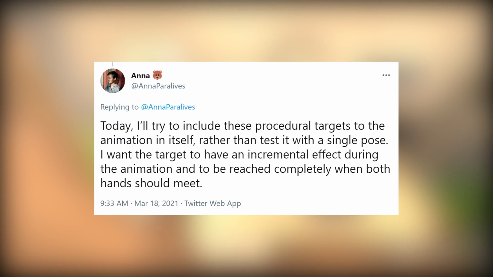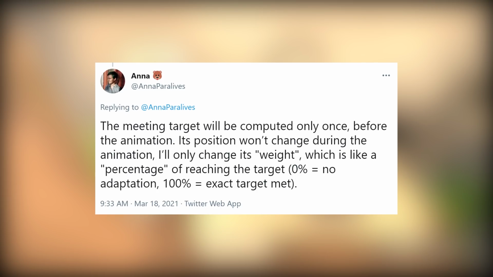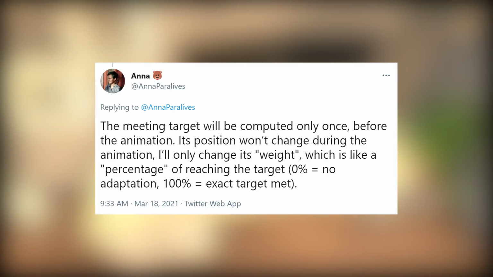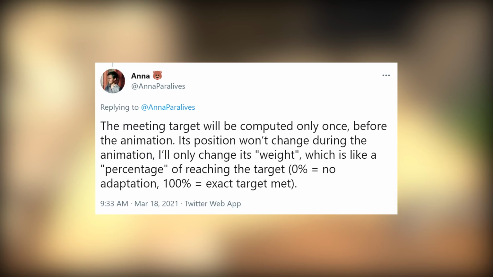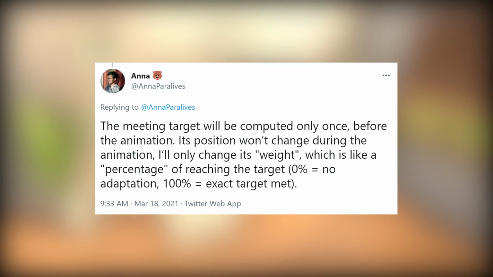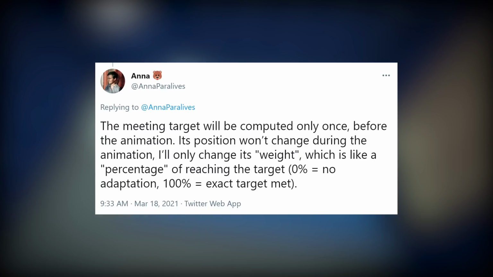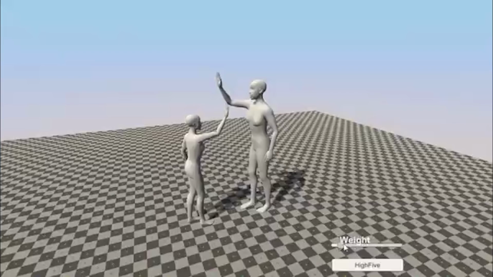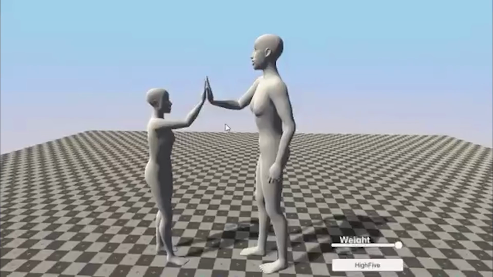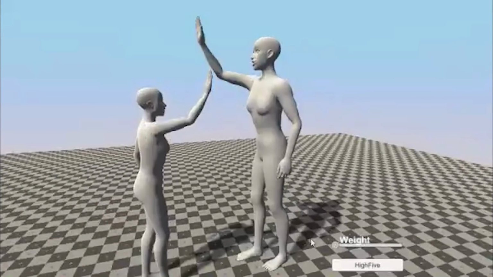Today I'll try to include these procedural targets in the animation itself, rather than test it with a single pose. I want the target to have an incremental effect during the animation and to be reached completely when both hands should meet. The meeting target will be computed only once before the animation. Its position won't change during the animation, it'll only change its "weight," which is like a "percentage" of reaching the target. 0% equals no adaptation, 100% equals exact target met. Okay, so this is starting to make sense to me now. Here is what it looks like when I'm trying to play with this weight. Isn't it crazy to think that if you have pairs of different heights, you basically have to make an animation for each possibility?